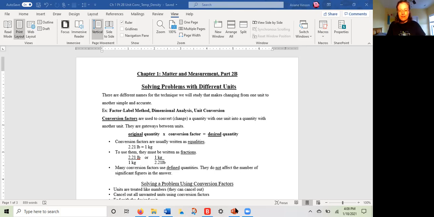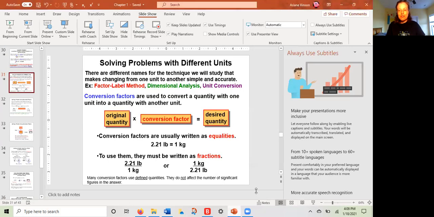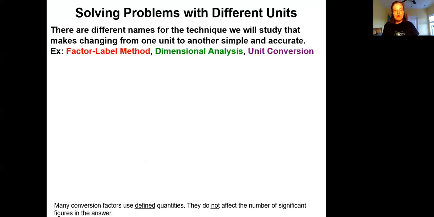Okay, the next thing we're going to do is take a look at the rest of the Chapter 1 PowerPoint. I'm going to use this little function. This is a shortcut down here to starting the slideshow on the current slide. There we go. And here's what we're doing.